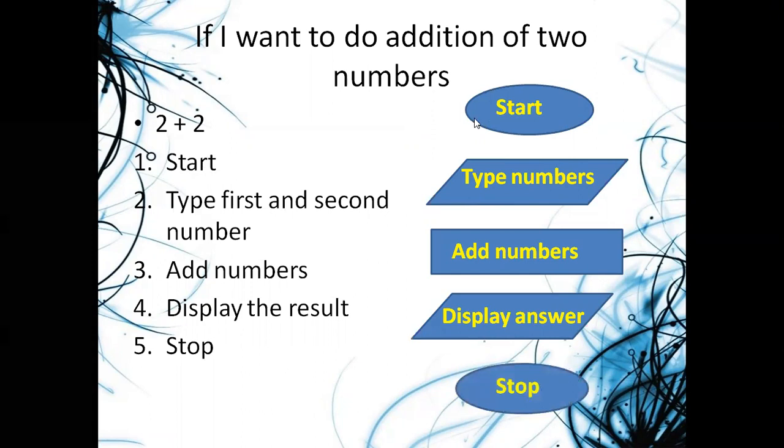So first start and last stop. In between, this is the input box where we will type two numbers. This is the processing box. Here the computer will do the process and it will show the result. For showing the result, we will use the input output box. Here it is used as an input box. Here it is used as an output box. And how is the program flowing? The program is flowing from top to down. So these flow lines we have used here. I hope you got what I have said. So this is one simple algorithm and flowchart to do addition of two numbers.